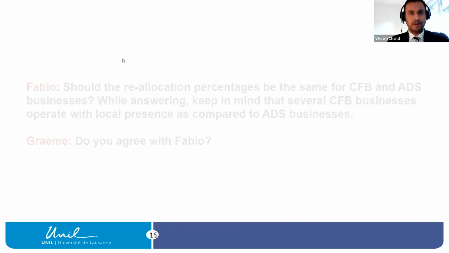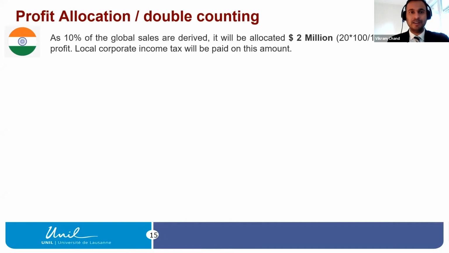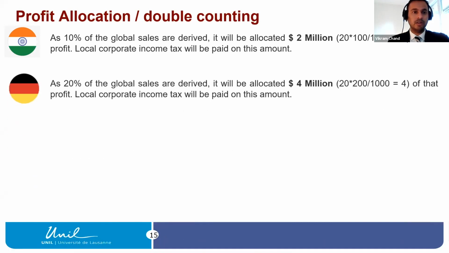All right, thank you. So moving on, we've seen how the reallocation amount, the Amount A amount, is determined, which is around 20 million. So it'll be reallocated to the market countries on the basis of an allocation key, that is sales made in each region. Because 10% of the sales were being made in India, India would be allocated 2 million of the profit, and local corporate income tax, as per the Indian tax rules, will be paid on that amount. Because in Germany, 20% of the global sales are being made to the German market, 4 million would be allocated to Germany, on which you will have to pay local German corporate income tax.